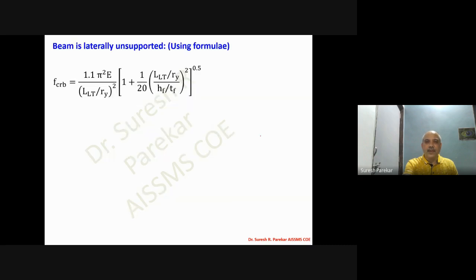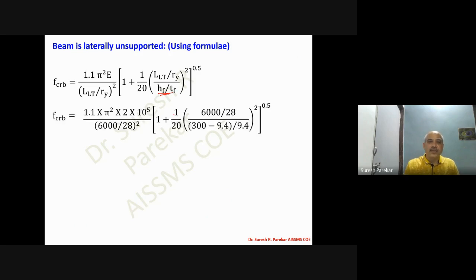Now we can solve this problem by using the formula which is given again in IS, which is FCRB equal to 1.1 pi square E upon LLT upon RY whole square, plus 1 by 20 LLT upon RY HF upon TF whole square, to the power 0.5. So here you have to see HF upon TF, and similarly we have to take HF upon TF. And now we will substitute the values. LLT we have 6000, we have considered effective length 6000, RY we have 28. Then LLT upon RY same, HF 300 minus 9.4 upon 9.4. And then by this we will get FCRB, that is equal to 87.22.